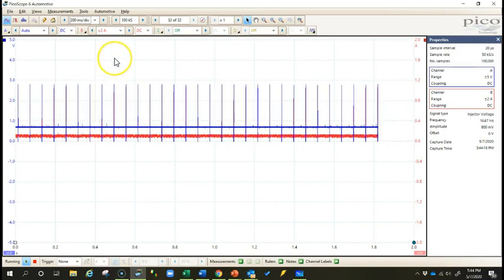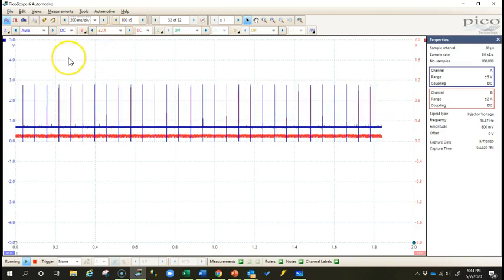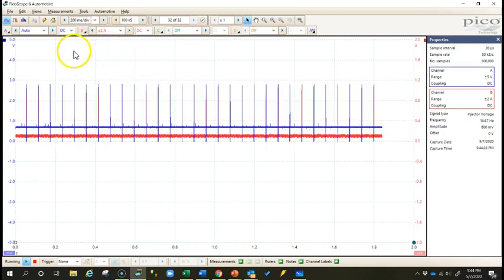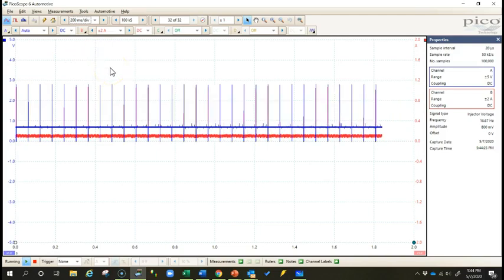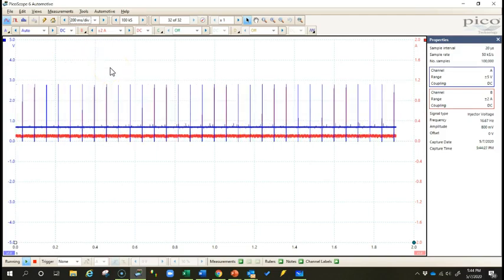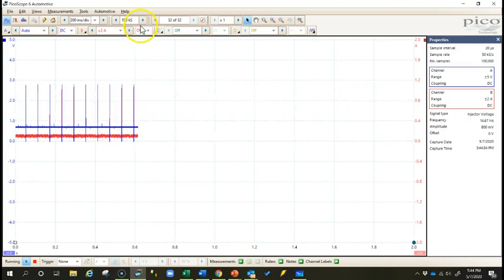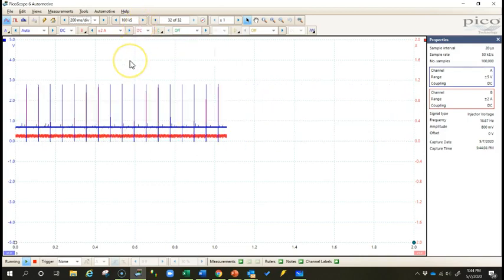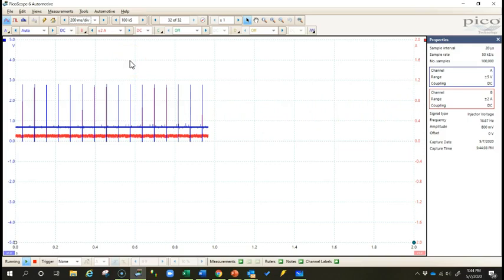Now, there are times when you wouldn't want to do that. For example, if I'm planning to export my data from the scope into a CSV file to open up in Microsoft Excel, for example, if I'm sampling at 100,000 times a second, that's going to give me 100,000 lines for every second that I've recorded.